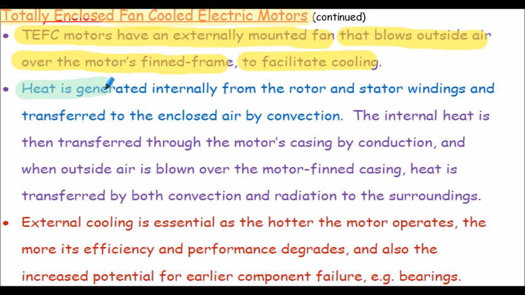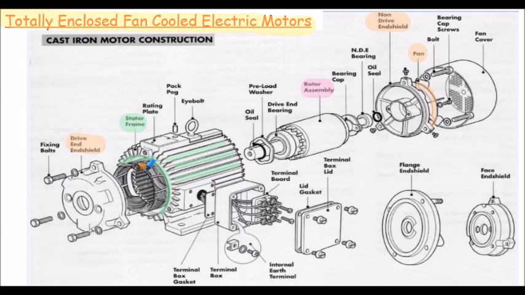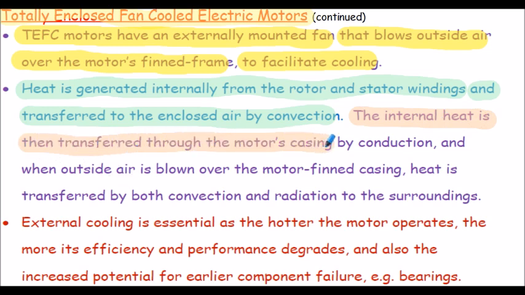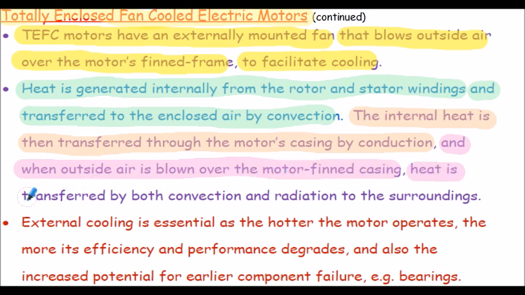Heat is generated internally from the rotor and stator windings. The stator windings, for example, are shown here. And this heat is transferred to the enclosed air using convection. The internal heat is then transferred through the motor's casing by conduction. And as stated previously, when the outside air is blown over the motor finned casing, heat is then transferred by both convection and radiation to the surroundings.